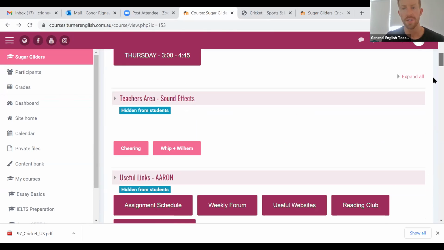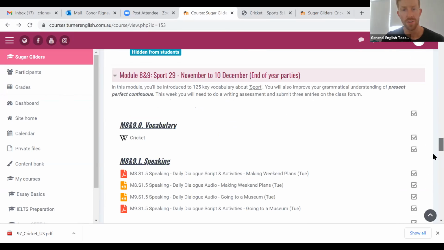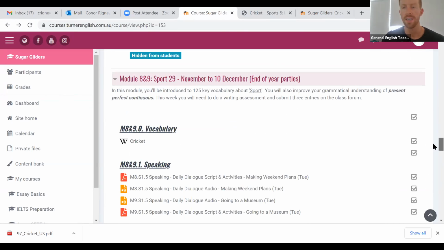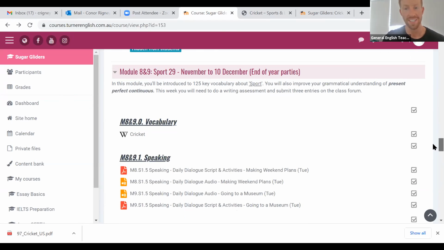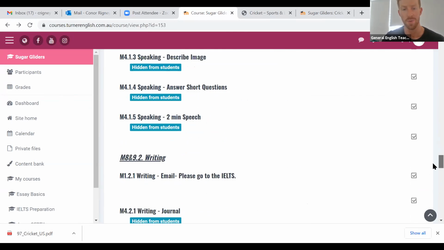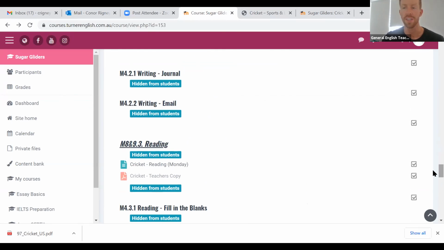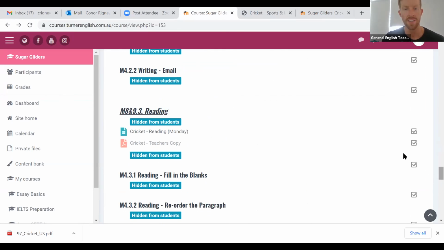So we're going onto our page and we're actually going to move on to 8 and 9, which is sports. I know it says it's not till next week, but this is our next reading and today's reading class. So we're just going to skip on to this one and then we will sort it out later and do a different reading next week. Okay. So that's under cricket reading Monday.